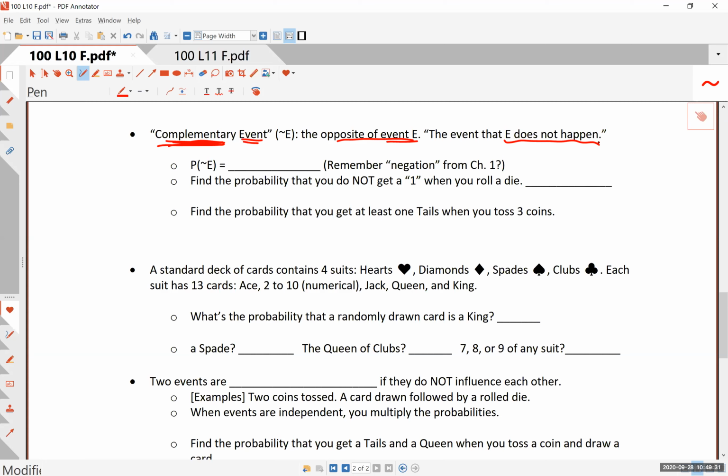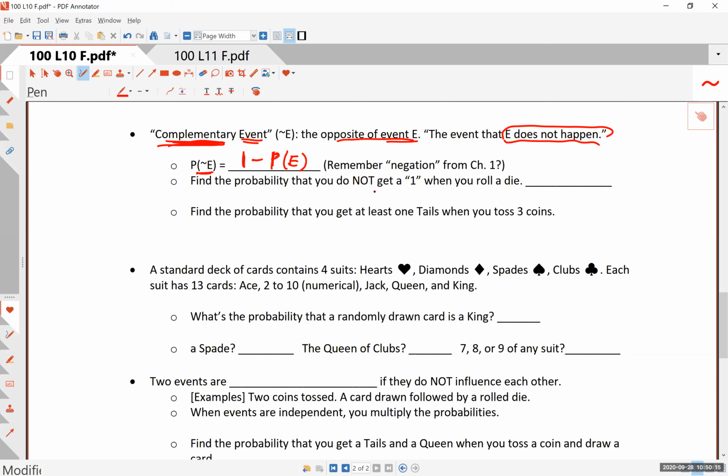So what is the probability of the event that some event E does not happen? Okay, so if E is the event that it is sunny tomorrow, then the negation of E, or the complementary event of E, is that it's not sunny tomorrow. So what is the probability that not E happens? Well, that's pretty easy. The probability that anything happens is 1. So all you have to do is subtract the probability of E happening from 1, and that is the probability of not E.